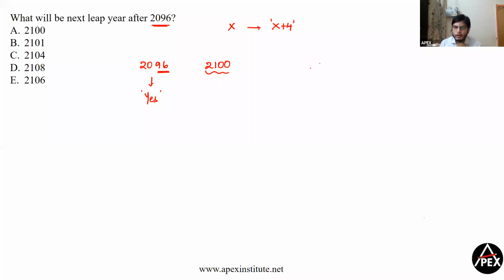As per the rule, no, this is a century year. For a given century year, it should be divisible by 400. But this is not divisible by 400, so 2100 is not a leap year. Then what can be the next leap year? Add 4 again, so it will be 2104. Is 2104 a leap year? Yes. So it's not mandatory that if X is a leap year, then X plus 4 is a leap year. It can be X plus 4 or X plus 8.